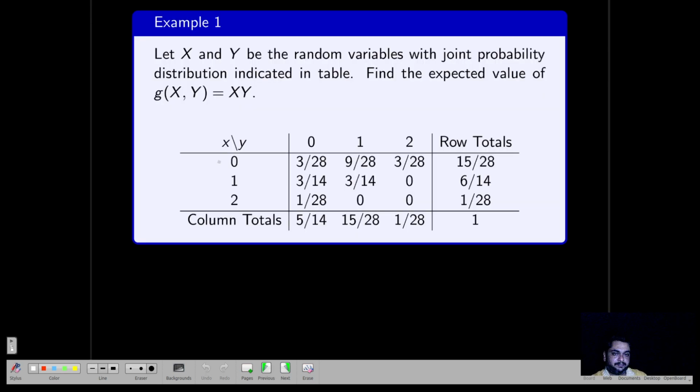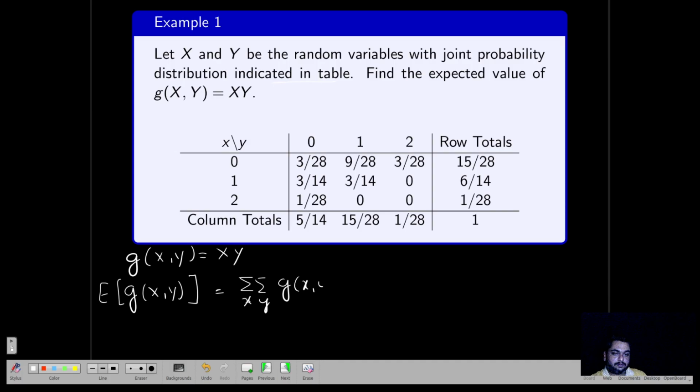Let us take some example. Let x and y be random variables with joint probability distribution table given. They have already given the PMF table, the joint PMF. Find the expected value of g of x comma y equal to xy. They have given it as g of x comma y. The function is xy. Now you have to find E of g of x comma y. This will be equal to summation of x, summation of y, g of x comma y into f of x comma y.